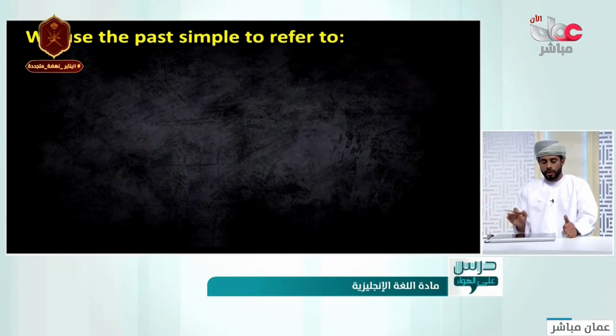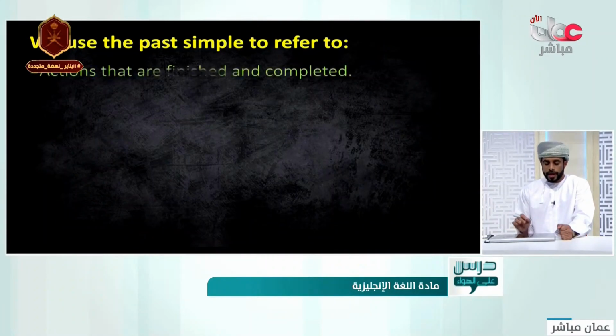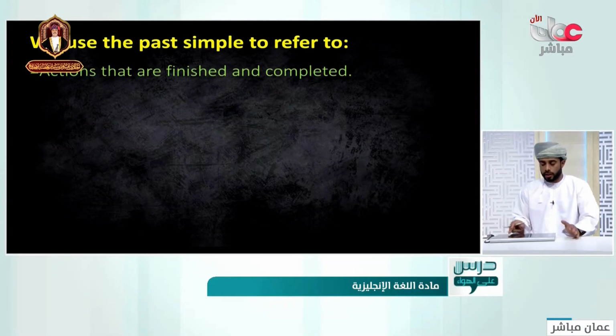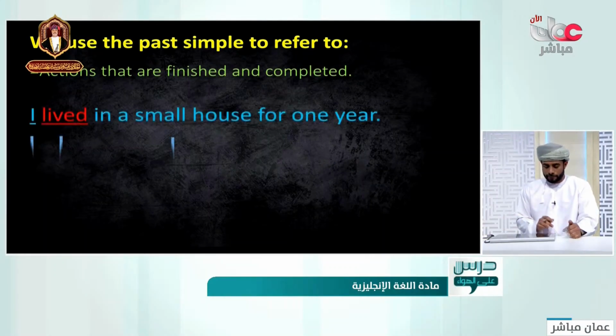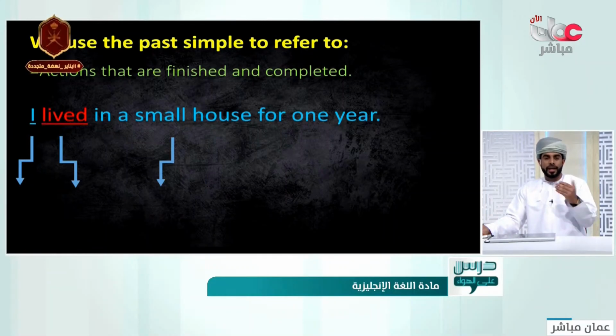First of all, when to use the past simple? We use the past simple to refer to actions that are finished and completed in the past. Something happened and finished in the past. Let's have a look at this sentence. I lived in a small house for 1 year. So I'm saying that I lived. I'm no longer living in a small house.